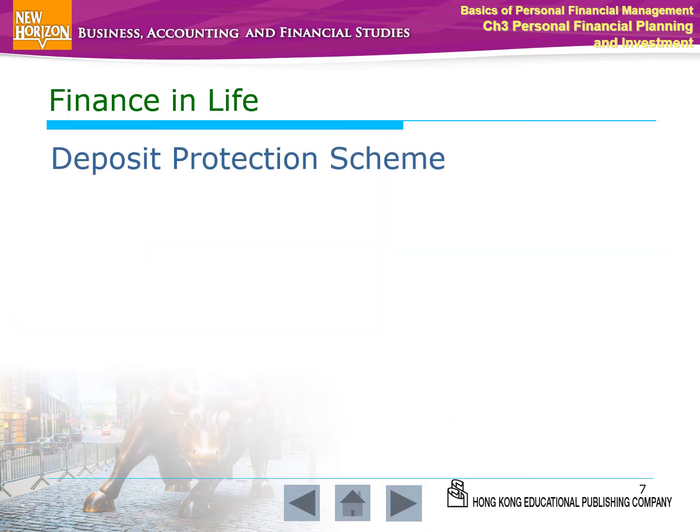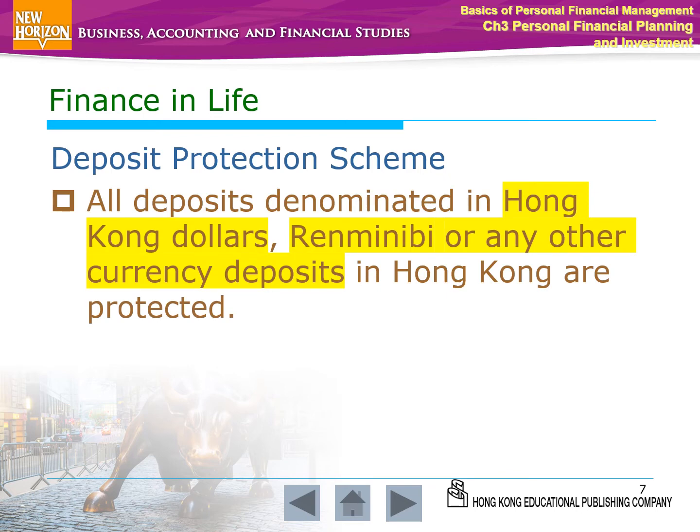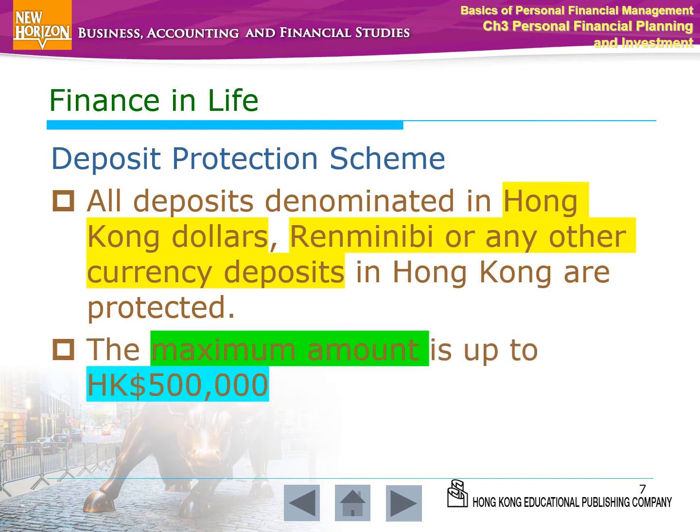Talking about finance in life, you are advised to know the deposit protection scheme. This scheme allows all deposits denominated in Hong Kong dollars, renminbi, or any other currency deposits such as pounds, Deutschmark, and so on in Hong Kong to be protected. But there is a limited amount. Okay, the maximum amount under protection is up to 500,000 Hong Kong dollars only.